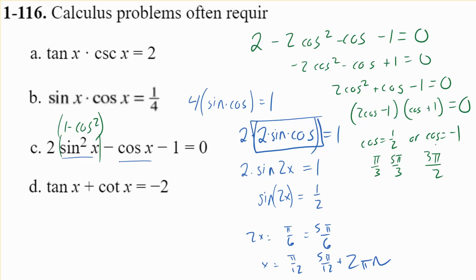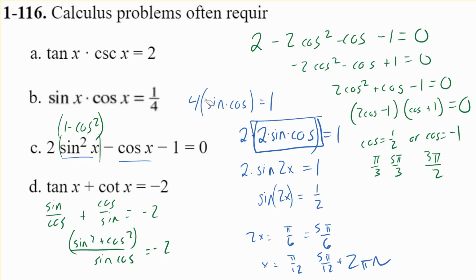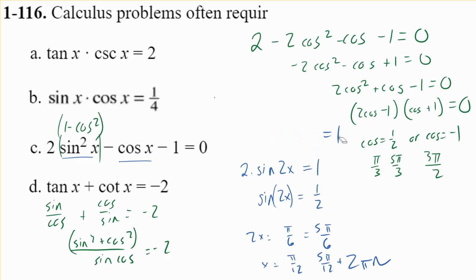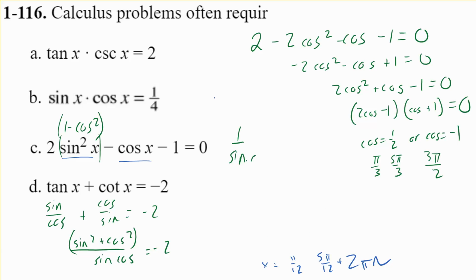And then finally the last one, sine over cosine plus cosine over sine equals -2. I think we're going to bow tie that bad boy and call it sine squared plus cosine squared over sine cosine equals -2. What is sine squared plus cosine squared? That, of course, is 1. So now I've got 1 over sine cosine equals -2.